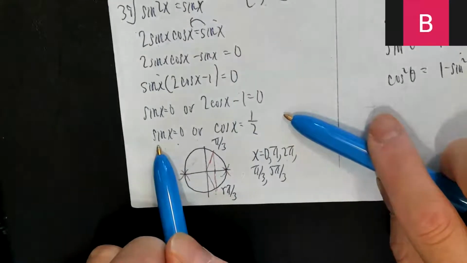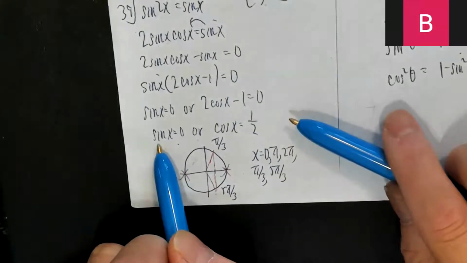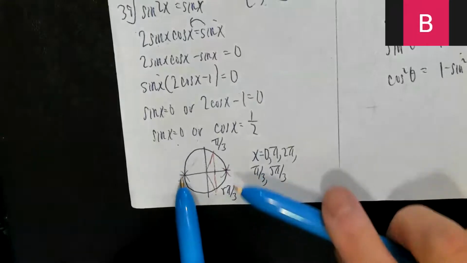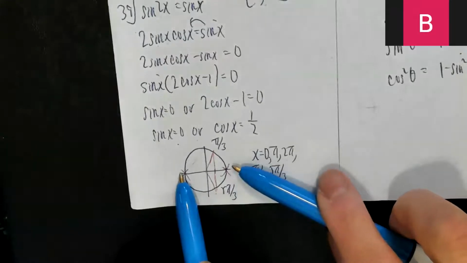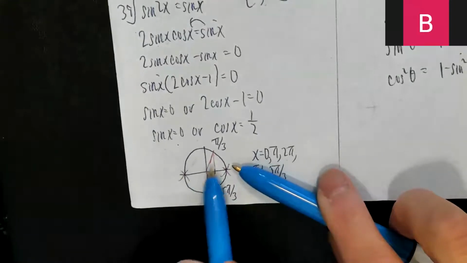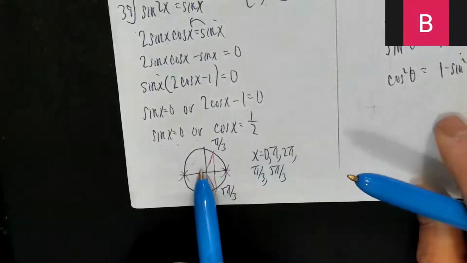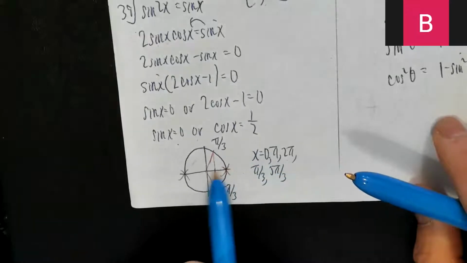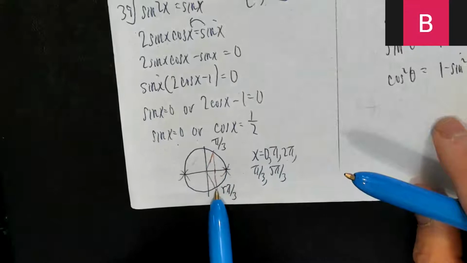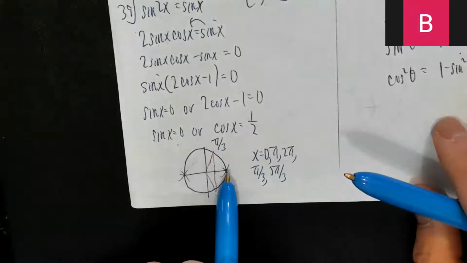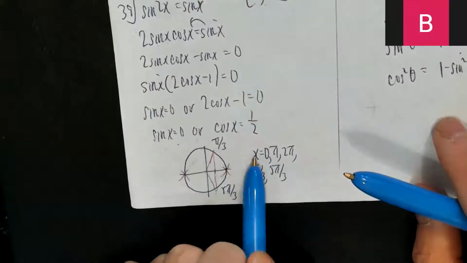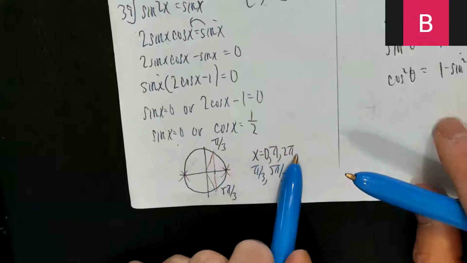Sine controls the y coordinate, so I want the y coordinate to be 0. Well, that's here and here. Cosine x is a half, so the x coordinate is a half. I just go a half like that, and there's one angle here and one angle here. So it's here, here, and here. That's 0, pi, and 2 pi.